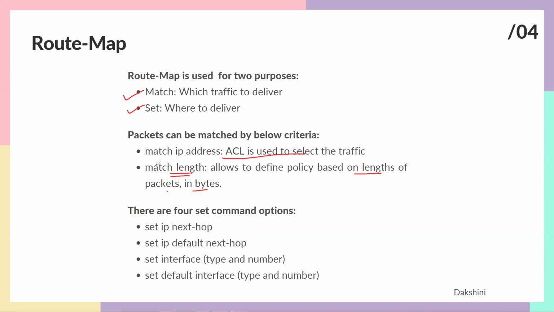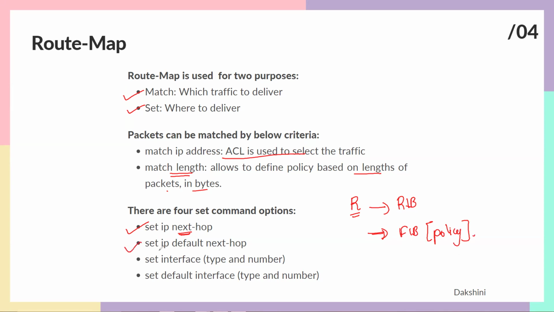Now, for the set command, we have four options. Either you can set the IP next stop. When we select this command, the router will change its default behavior. Instead of checking the routing information base, it will check the forwarding information base. So by doing this, I'm asking the router to check the FIB, the forwarding information base, wherein we have defined a policy.